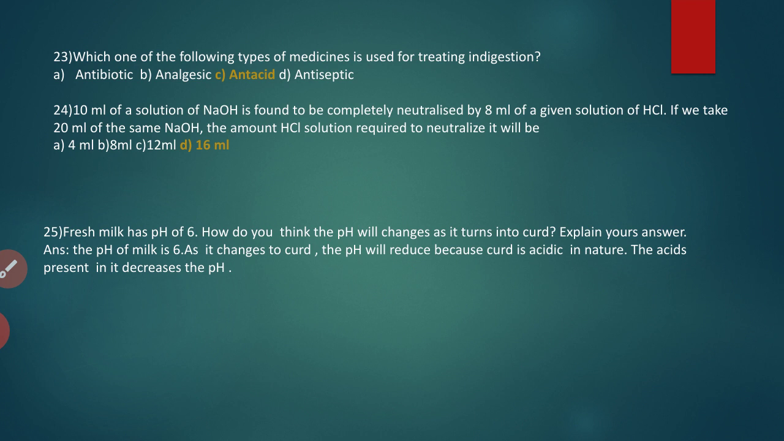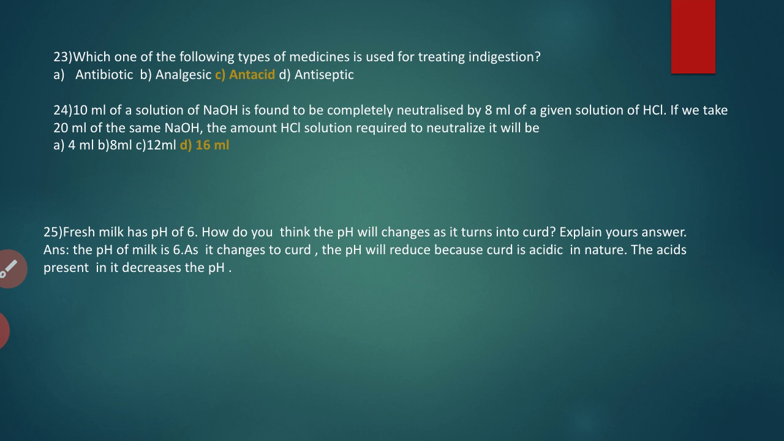The last one: fresh milk has a pH of 6. How do you think the pH will change as it turns into curd? Explain your answer. I read the question. See, fresh milk has a pH of 6. So a pH of 6 means it is acidic in nature, that milk is an acid. How do you think the pH will change as it turns into curd?